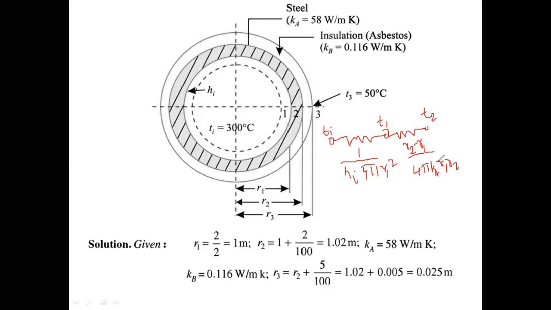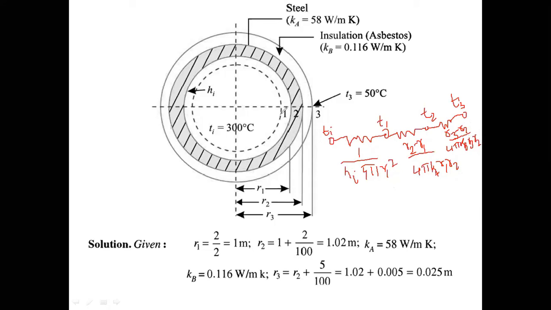Okay, and T2 to T3. So for this, what is the resistance again? R3 minus R2 divided by 4 pi Kb into R3 R2. So this is your resistance, each resistance.